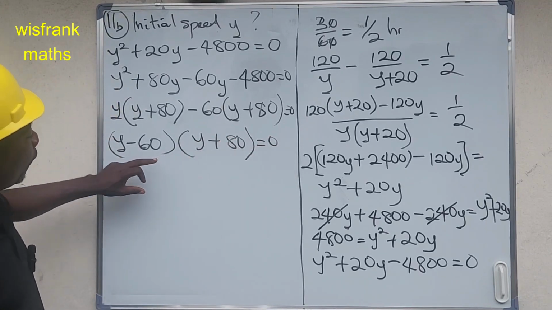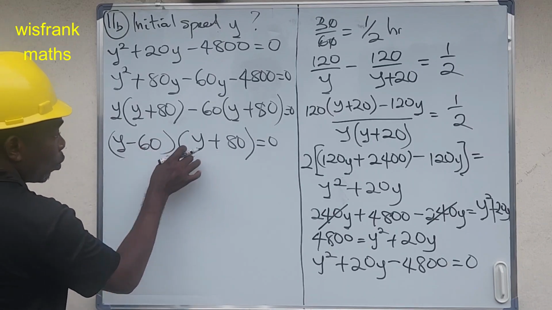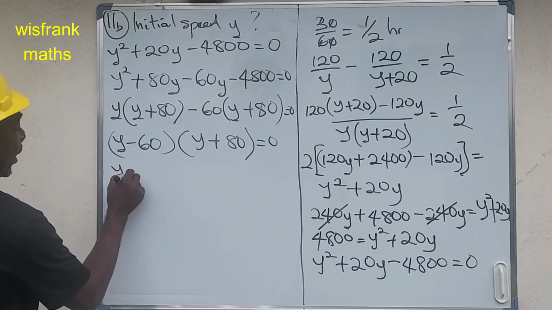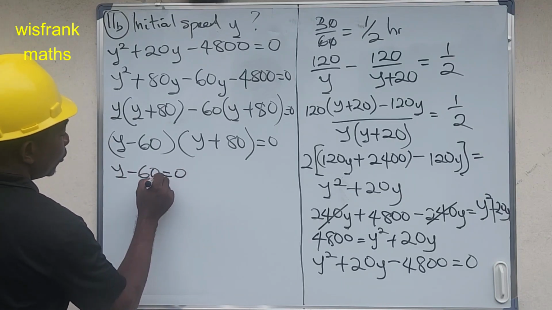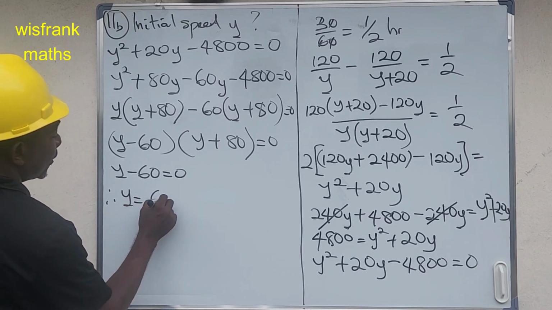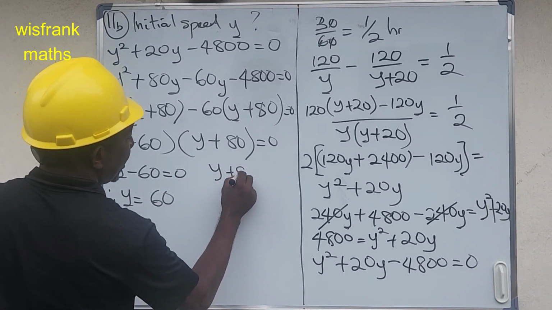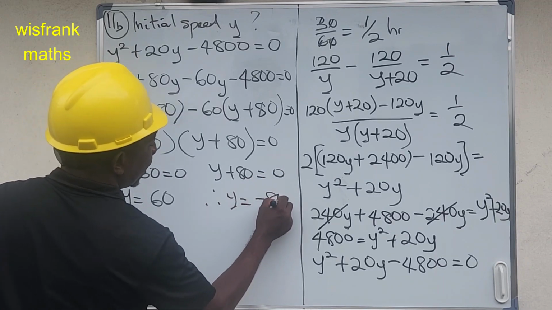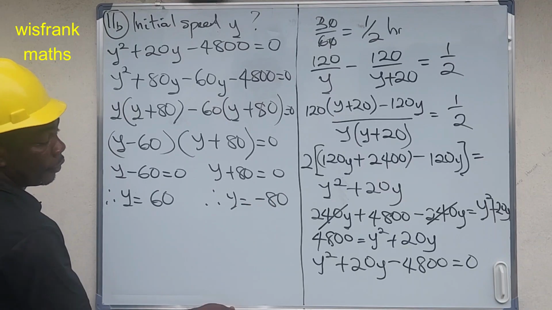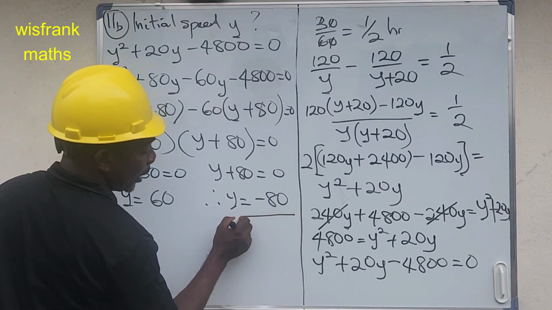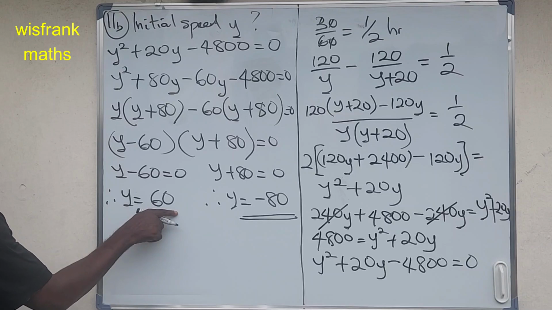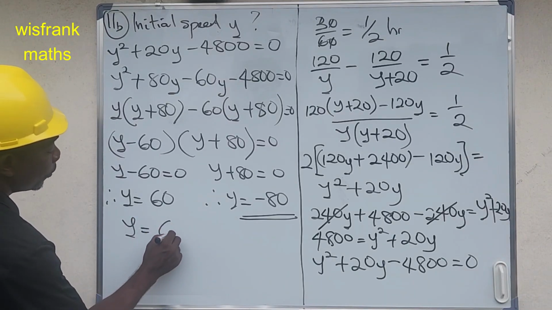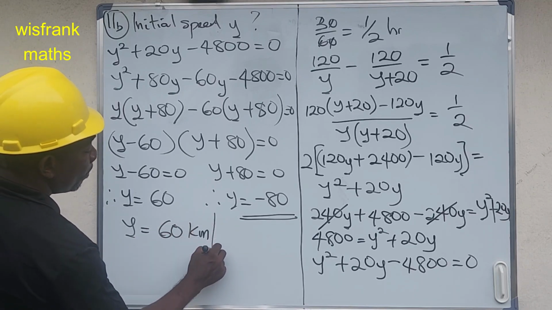These are two values of y: either this one equals 0 or this one equals 0. So let's take the first one, y minus 60 equals 0. Our y equals 60. And we take this one, y plus 80 equals 0. Therefore, our y equals minus 80. Our speed cannot be negative, so y equals minus 80 is invalid. So we take the positive one, which is y equals 60. So our initial speed equals 60 kilometers per hour.